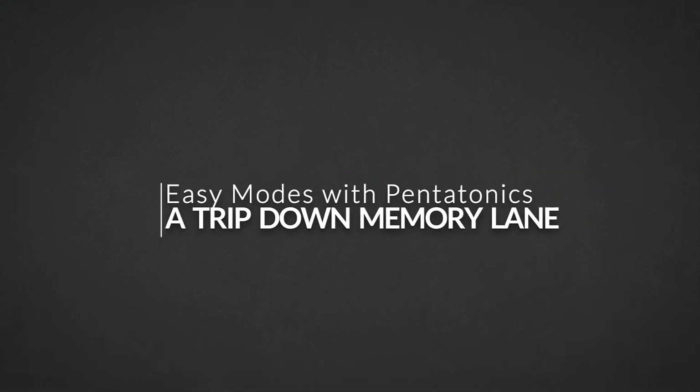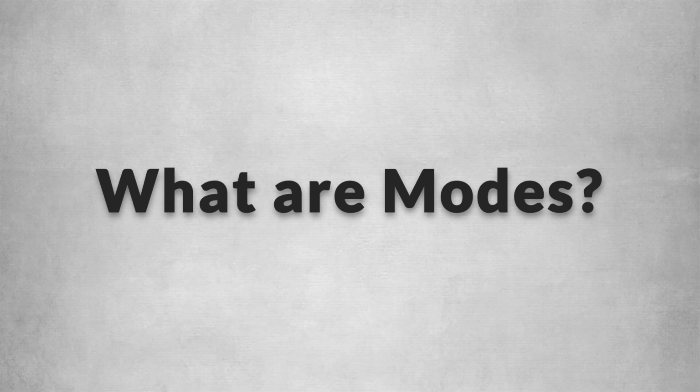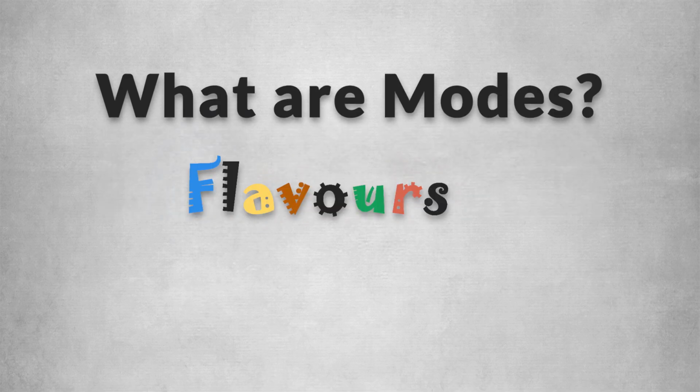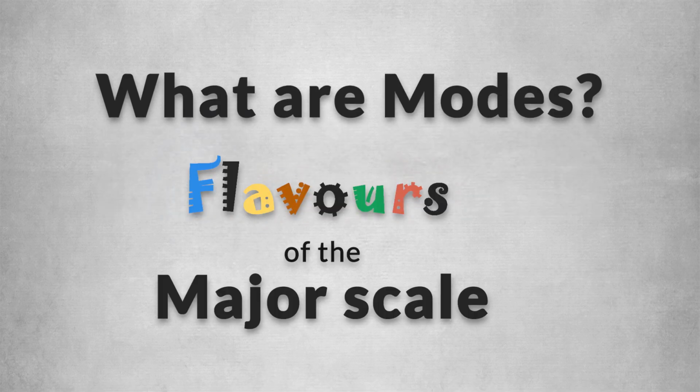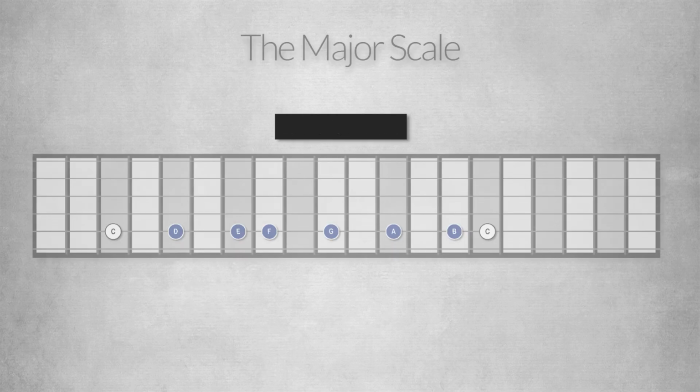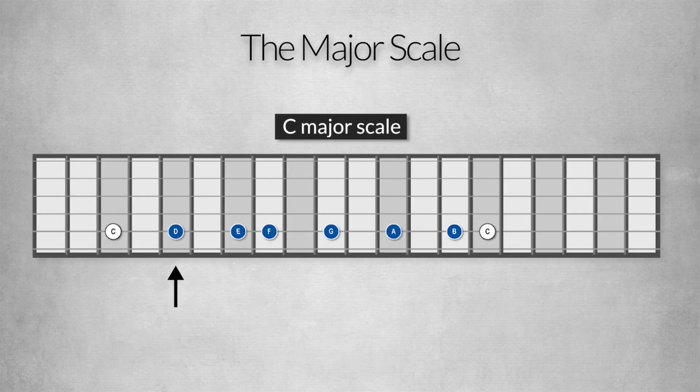Now let's do a short recap of the modes. So, what are modes? Think of modes as flavors. In this case, flavors of the major scale. Now, how to make those flavors? Well, very simple. Just take any major scale and start playing the scale starting on a different note than the tonic.